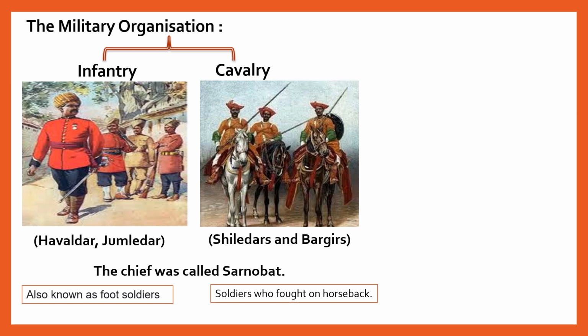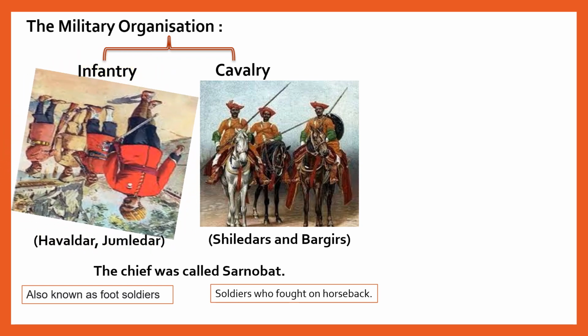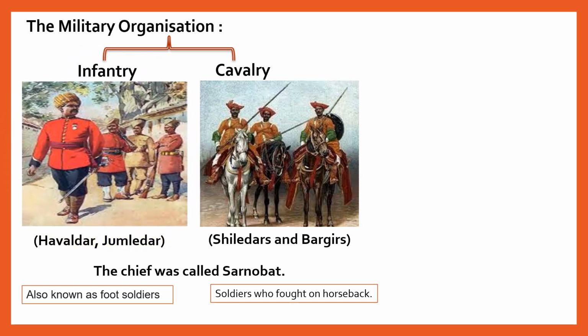Now, let us have a look at the military organization of Shivaji Maharaj. There were two main divisions of the army of Shivaji Maharaj, that is, the infantry, and the other was the cavalry. In the infantry, there were officers such as the Havaldar and the Jumledars. The chief of the infantry was called the Sarnobat. He was the highest officer in the infantry.